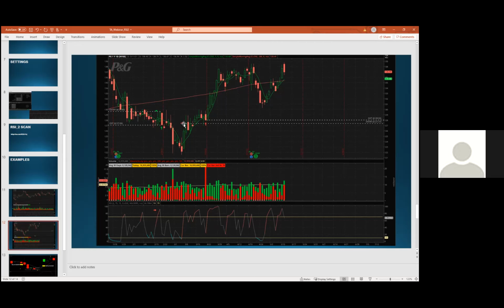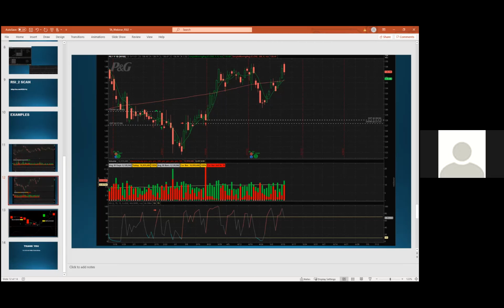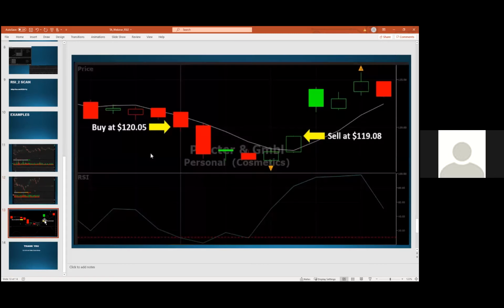Same thing, another example over here, just marking what your entry and exit might be based on the 200 and the 500-day SMA.